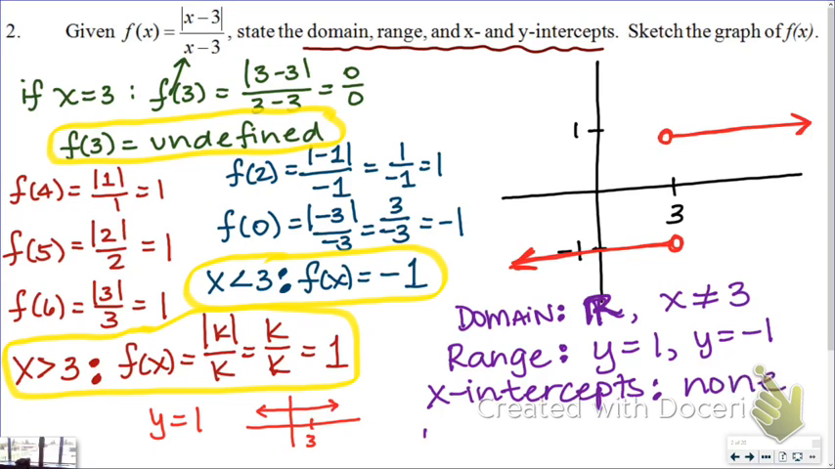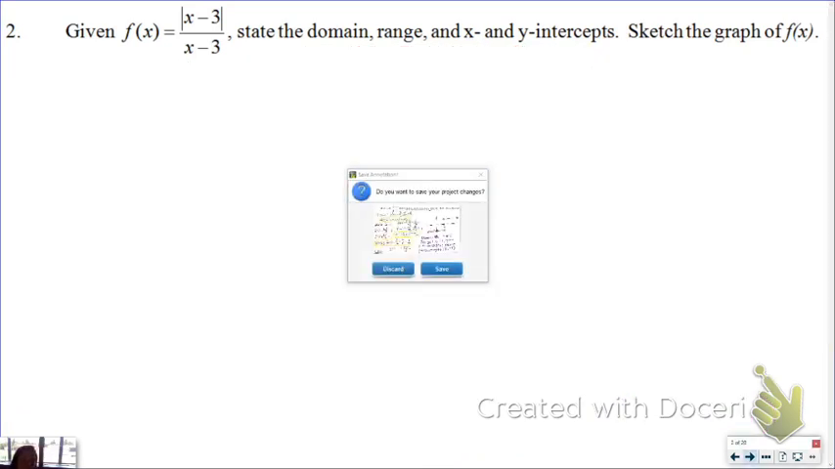And lastly, y-intercepts. You can see there's a y-intercept, and that is (0, -1). That is this point right here. Okay. All right.